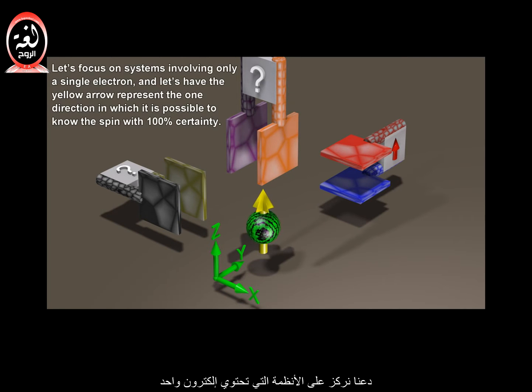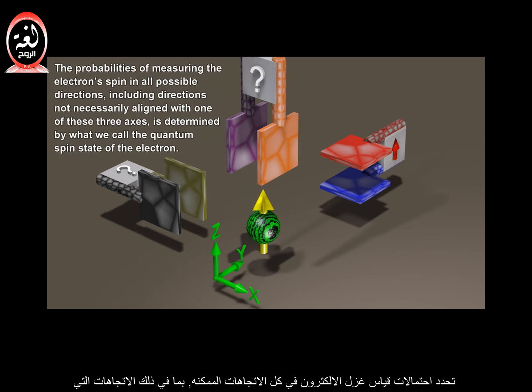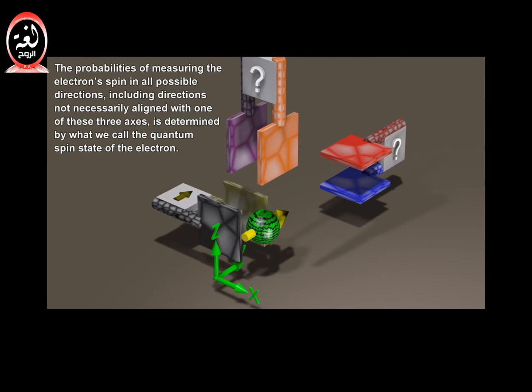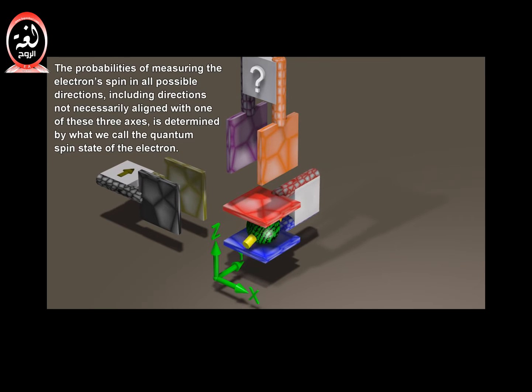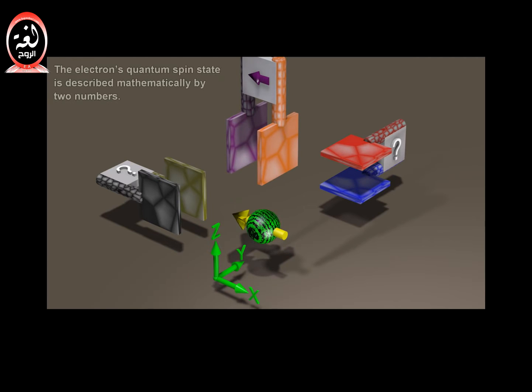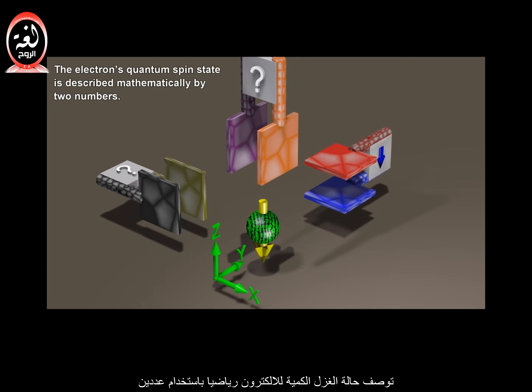Let's focus on systems involving only a single electron, and let's have the yellow arrow represent the one direction in which it is possible to know the spin with 100% certainty. The probabilities of measuring the electron's spin in all possible directions, including directions not necessarily aligned with one of these three axes, is determined by what we call the quantum spin state of the electron. The electron's quantum spin state is described mathematically by two numbers.